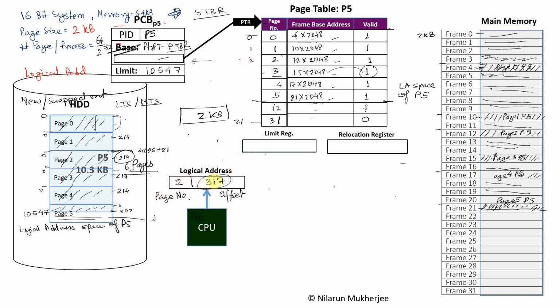So how will the address mapping be done? Using the PCB of the process, the OS will go to the page table and find entry number 2. It will find that it is 2048 into 12, that is 24576. Sorry, not here.